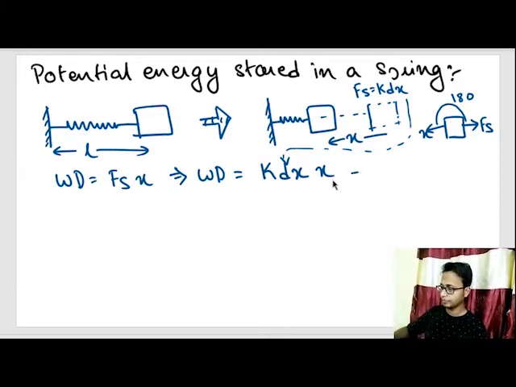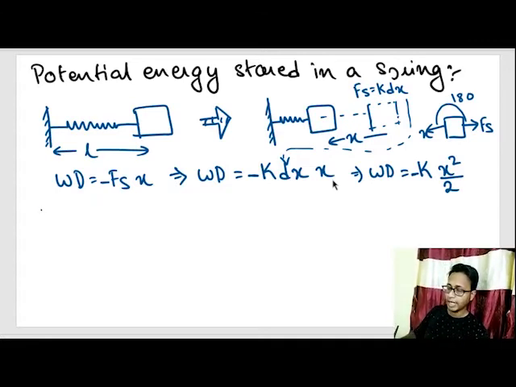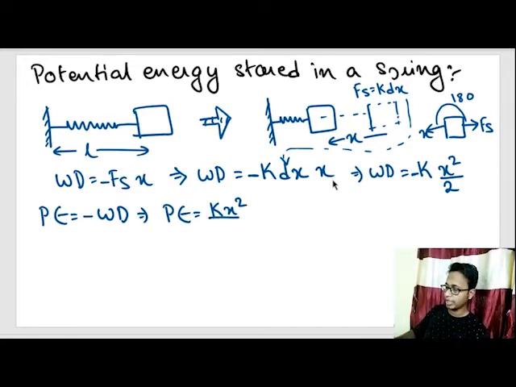So work done is equal to kx square by 2, and this work done is negative. Why? Because force and displacement are in the opposite direction, and we know that potential energy stored is equal to minus of work done, or potential energy is equal to kx square by 2.